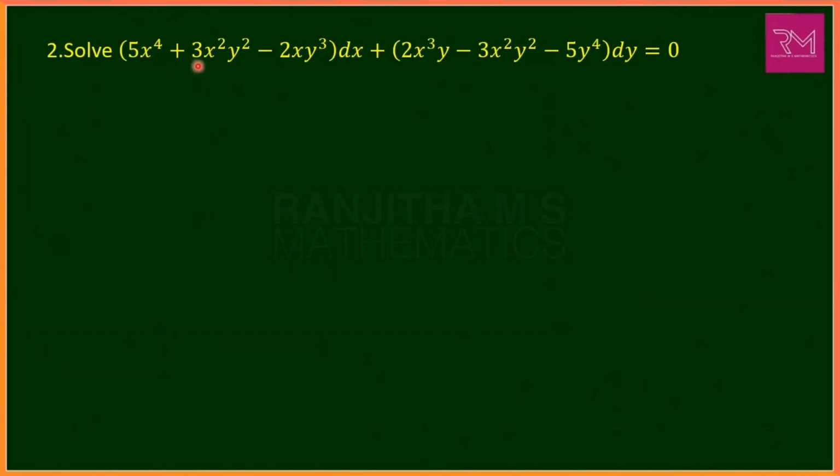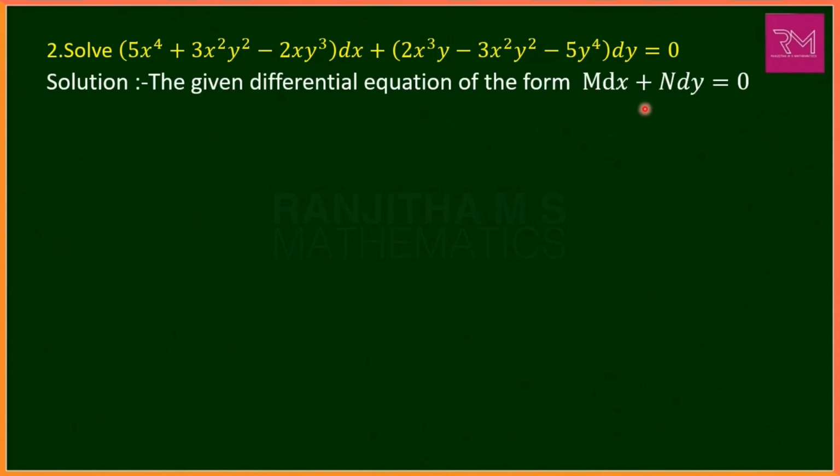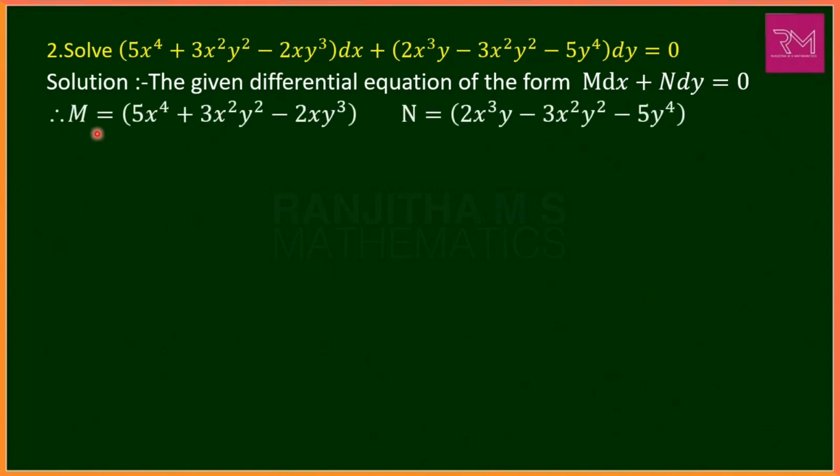Solve 5x power 4 plus 3x square y square minus 2xy cube into dx plus 2x cube y minus 3x square y square minus 5y power 4 into dy, which is equal to 0. In this problem, they have given directly the differential equation of the form m dx plus n dy, which is equal to 0. Hence we can take m and n values as this, that is m is equal to 5x power 4 plus 3x square y square minus 2xy cube. This is our m. Similarly, n is 2x cube y minus 3x square y square minus 5y power 4.